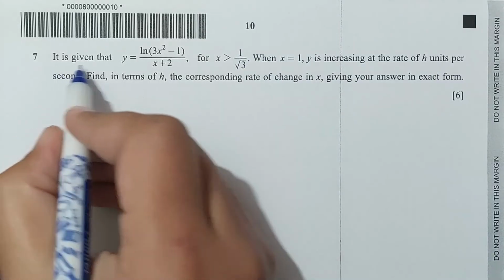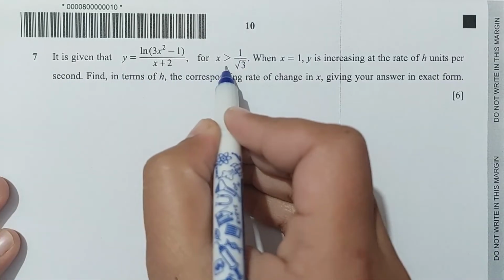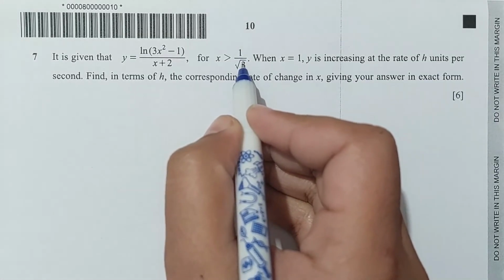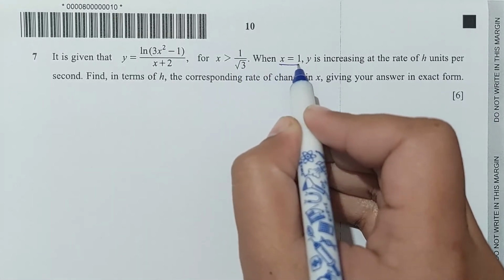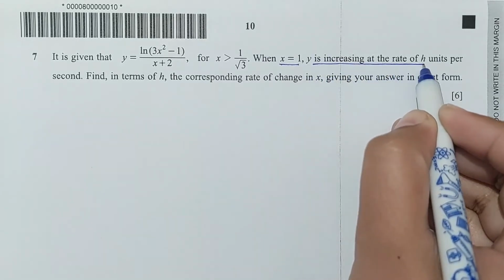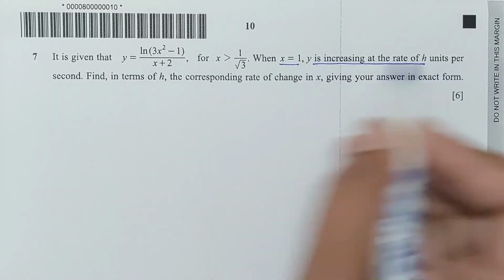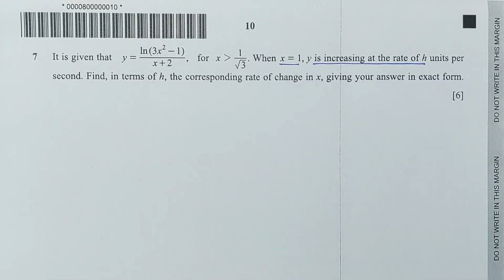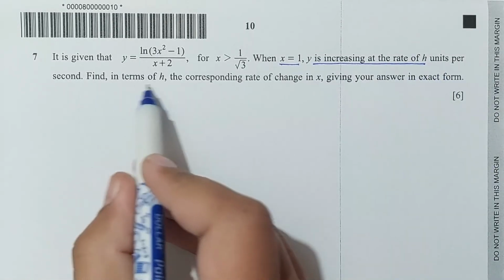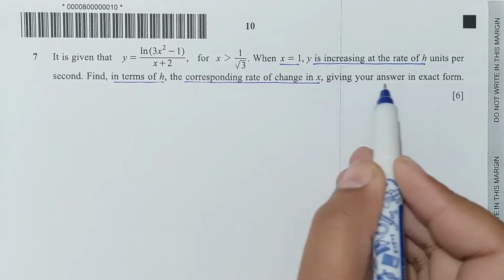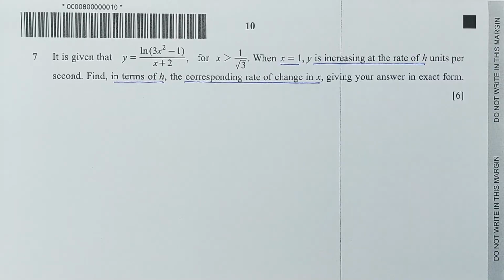Question number 7. It is given that y equals this function for x greater than 1 over square root of 3. We have given the function and the domain. When x is 1, y is increasing at a rate of h units per second. Find, in terms of h, the corresponding rate of change in x, giving your answer in exact form.